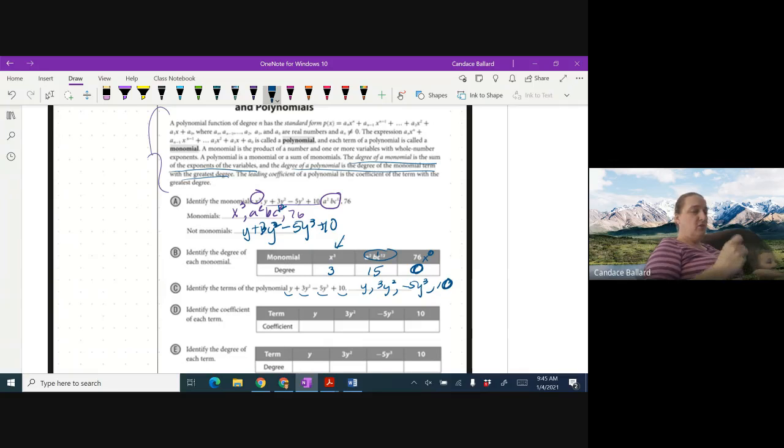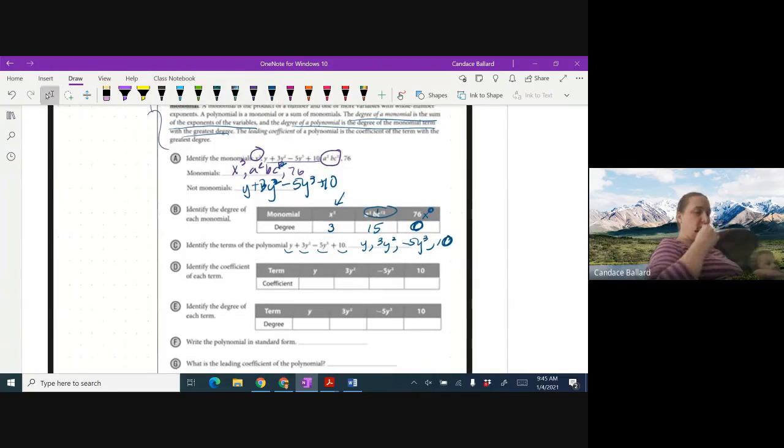Once you've typed in the coefficients, see if you can identify the degrees in the next one, okay? You don't need to type in the degrees, just type in the coefficients. All right, we've got some good things coming in. Again, make sure you're typing into the chat because I'm counting that as participation today. All right, so I'm seeing a 1, 3, negative 5, and 10. Perfect. Good.